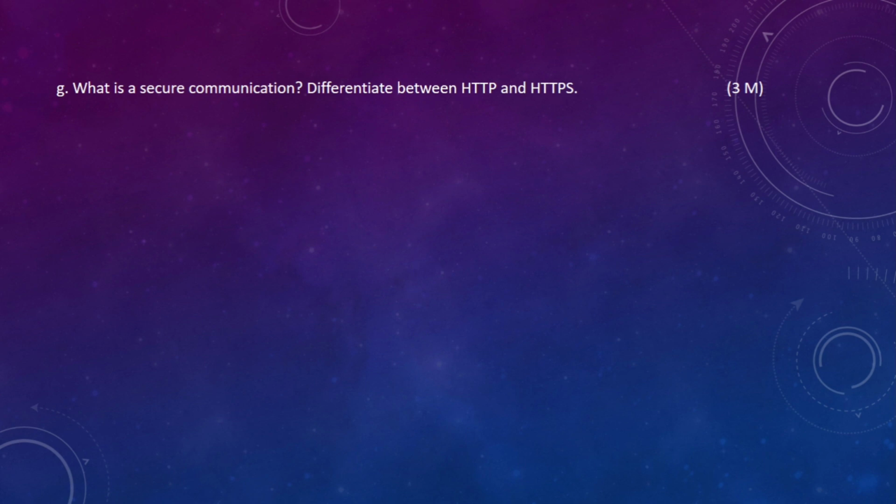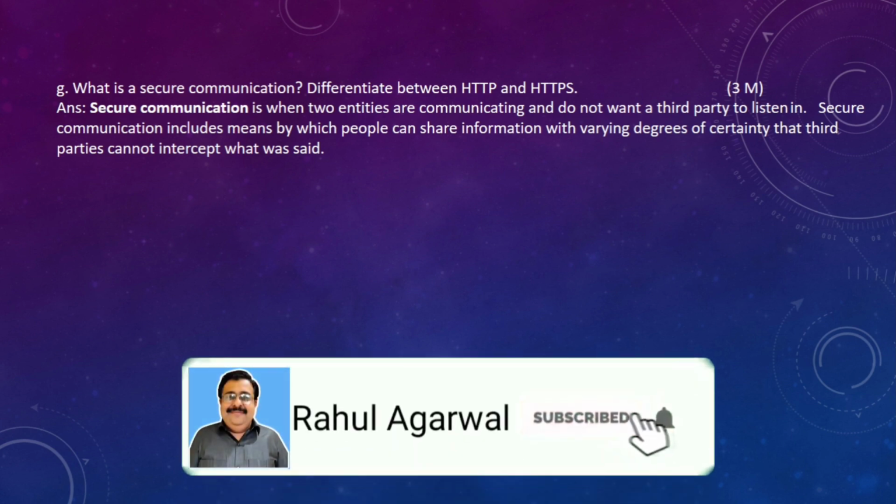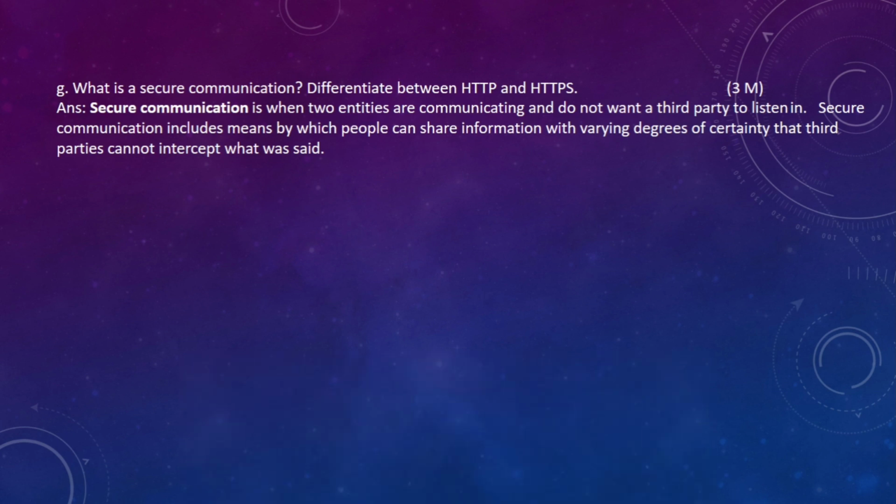What is a secure communication? Differentiate between HTTP and HTTPS. So a secure communication is when two entities are communicating and they don't want any third party to listen in. Secure communication includes means by which people can share information with varying degree of certainty that third parties cannot intercept what was said. So when we see in the address bar there is a padlock. Okay. So that means the website we are opening is a secure website.